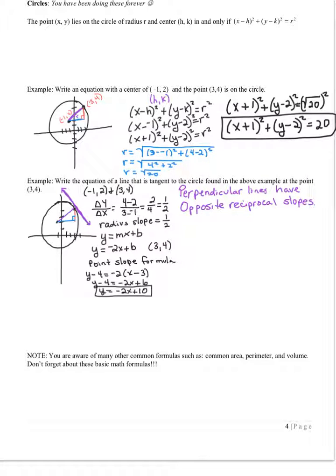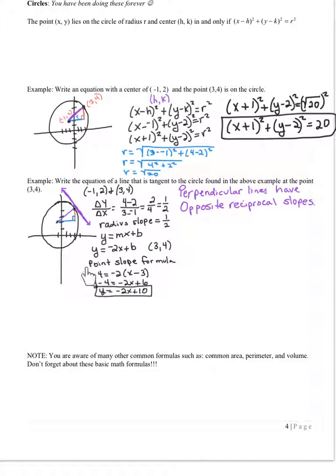We're going to use the slope formula to determine what the slope of the radius is, and we're going to use our two endpoints, -1, 2, and 3, 4, in the formula to find the slope. And here you see we found the slope to be 1/2. So if the slope of the radius is 1/2, then the slope of the tangent line must be -2.